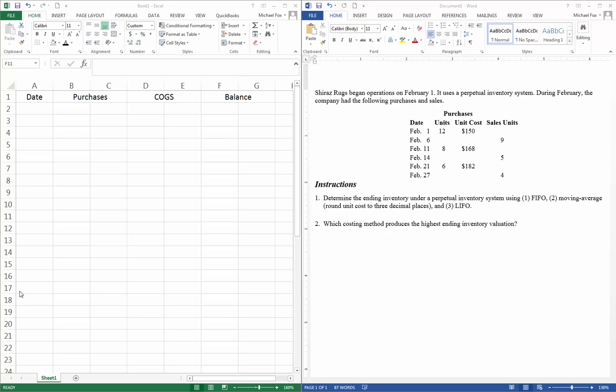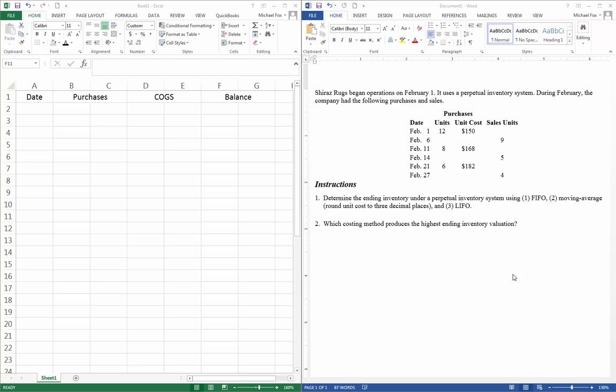All right, here's problem 6-9B. Shiraz Rugs began operations on February 1st. It uses a perpetual inventory system. During February, the company had the following purchases and sales. They're all listed for us. Determine the ending inventory under a perpetual inventory system.